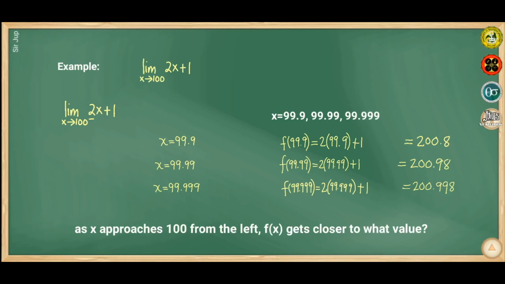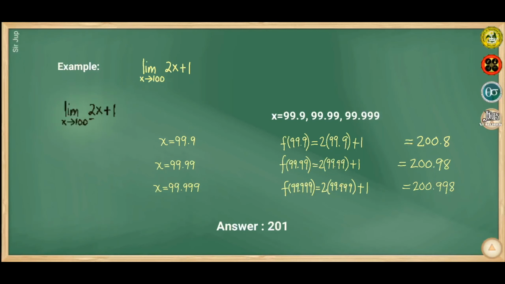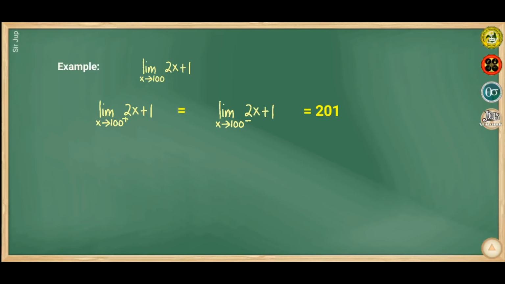As x approaches 100 from the left, f of x gets closer to what value? Tama, 201 din. So the limit of 2x plus 1 as x approaches 100 from the left is also 201. As you can see, the limit of 2x plus 1 as x approaches 100 from the right equals the limit of 2x plus 1 as x approaches 100 from the left, which is equal to 201. From this, makukonclude natin na the limit of 2x plus 1 as x approaches 100 is 201.